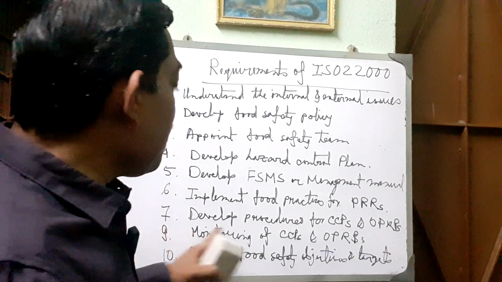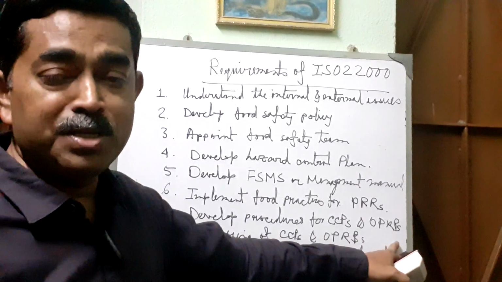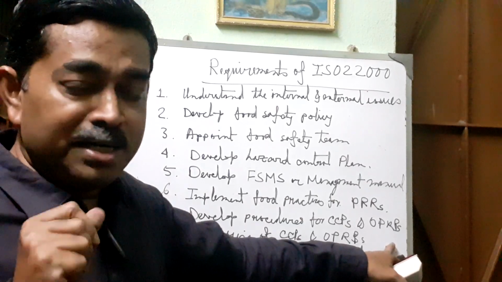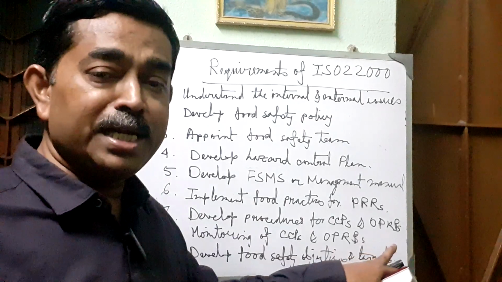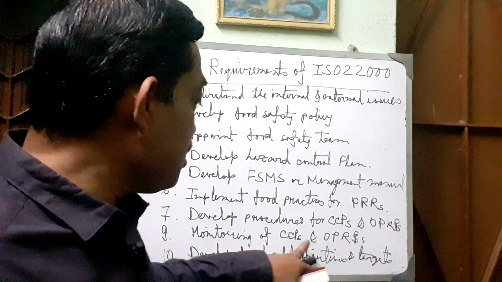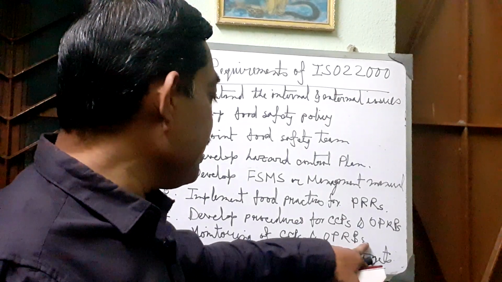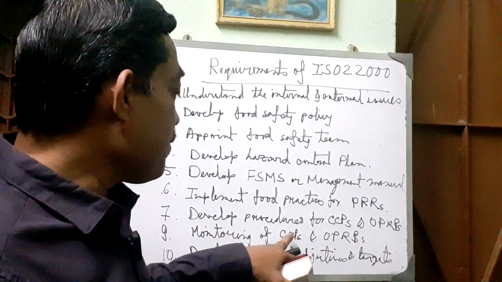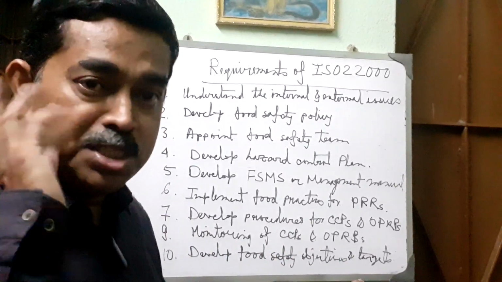You have to check these and record the checking of the OPRPs on a regular basis, so that you can identify problems. For monitoring of CCPs and OPRPs, I have told you that you have to maintain a log sheet and record keeping for CCPs and OPRPs. It is very important. In pasteurization of milk, the pasteurization temperature and time is the CCP.